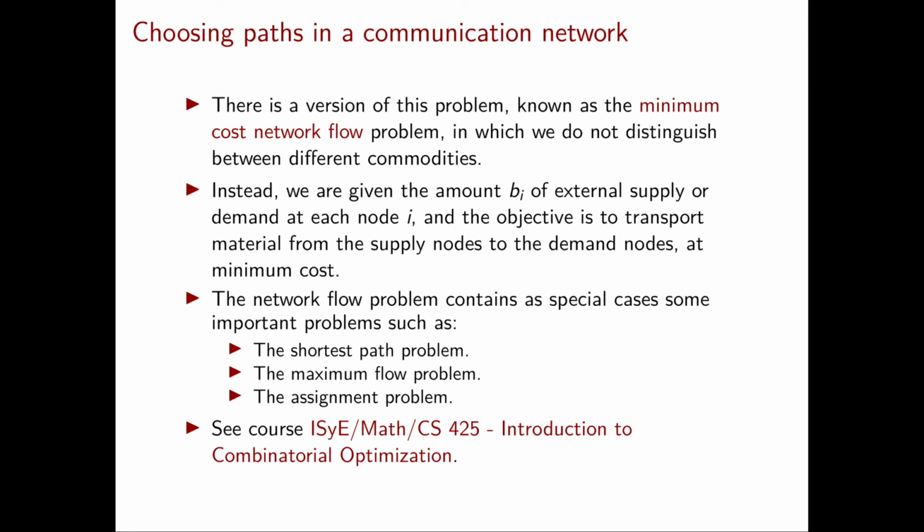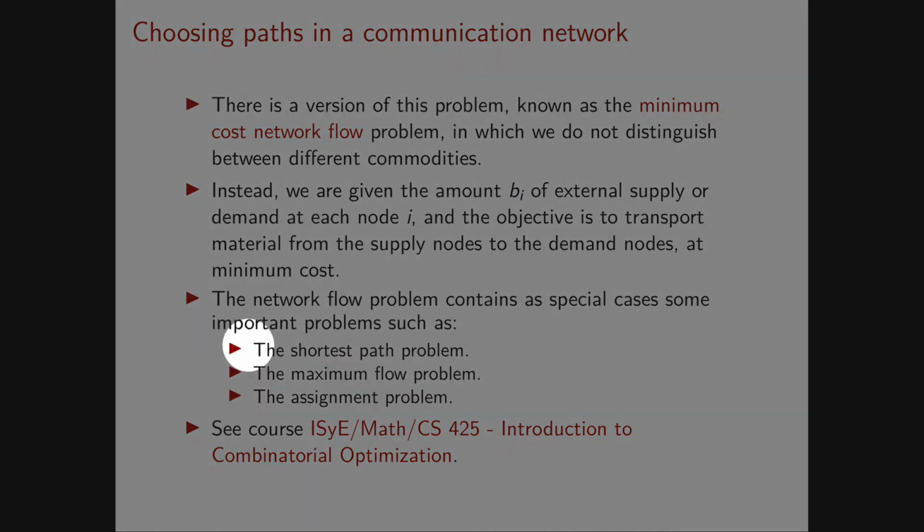In this problem, instead of having all the BKL data in input, we are only given the amount BI for every node. And this represents the external supply or demand at each node I. If BI is positive, then I is called a supply node, and if BI is negative, then it's called a demand node. Then the problem is, of course, to transport the material from the supply nodes to the demand nodes at minimum cost.